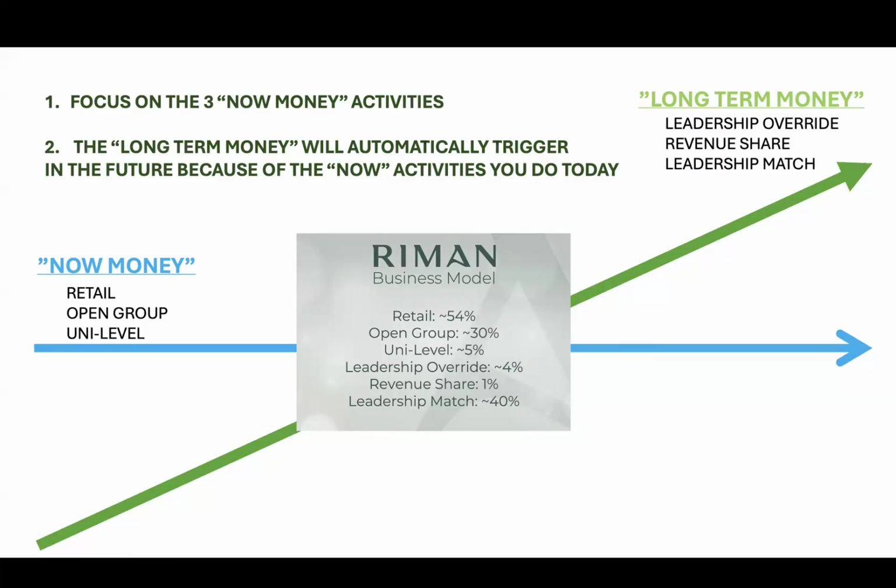But look at clause number 1 and 2. Focus on the 3 now money activities because in reality, that's all you really need to focus on. The long-term money will automatically trigger in the future because of the now activities you do today. So what you have to understand is the long-term leadership override, rev share, leadership match, this is all correlated to the money-making activities that you do here. So in reality, all we really need to focus on now is the now money, which is the retail, the open group, and the uni level. I'll go over everything, but I will go over the first 3 parts of the now money.